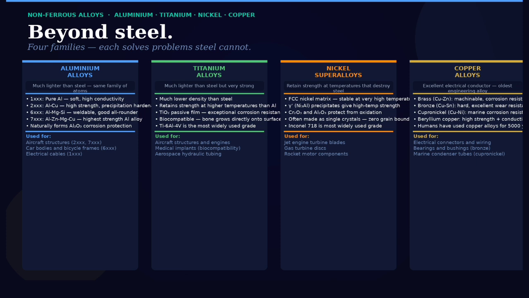Titanium alloys combine low density with high strength and exceptional corrosion resistance. Titanium is also biocompatible. Bone grows directly onto its surface, making it the material of choice for implants. Nickel superalloys retain their strength at temperatures that would destroy ordinary steel. They are used in jet engine turbine blades, often manufactured as single crystals with no grain boundaries at all. And copper alloys, the original engineering material. Brass for valves and fittings, bronze for bearings.